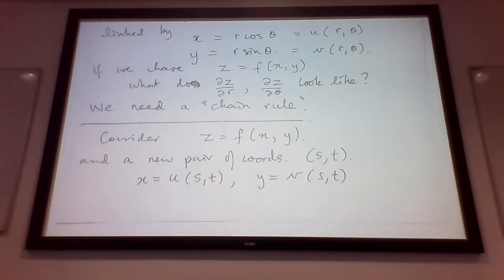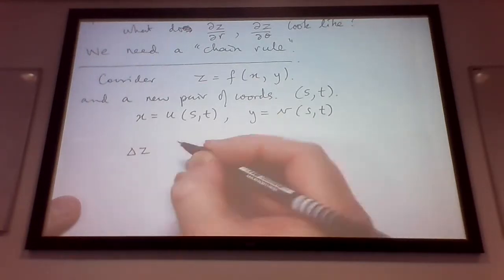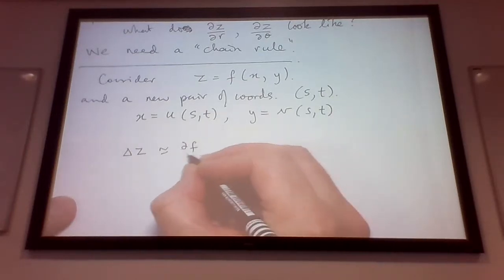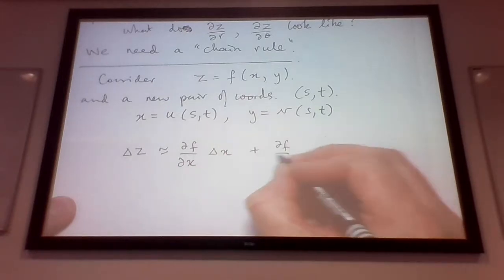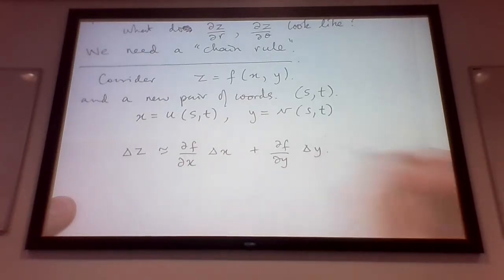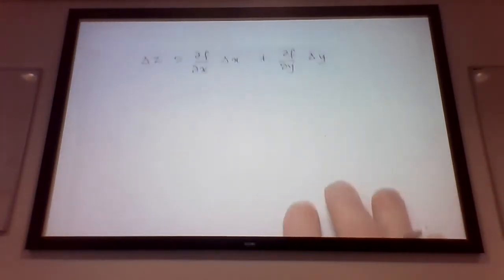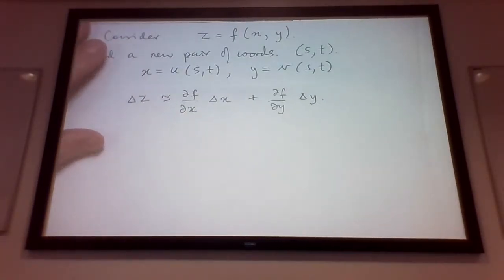Well, if we apply the small increments formula, it will say that the change in z is approximately df dx times the change in x plus df dy times the change in y. Okay, so that's our small increments formula.